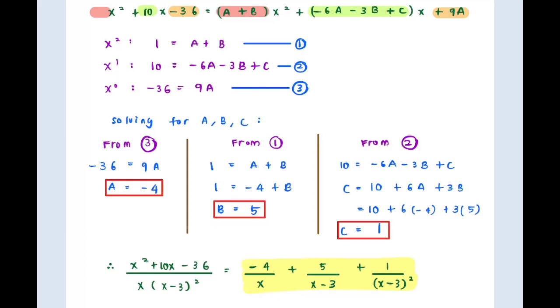And for the other one, we just substitute into equation number 2. Let's fill in our a, which is negative 4, and let's fill in our b, which is 5. So altogether, c is equal to 1. So finally, we can conclude our answer from the question here. This is equal to negative 4 over x plus 5 over x minus 3 plus 1 over x minus 3 squared.